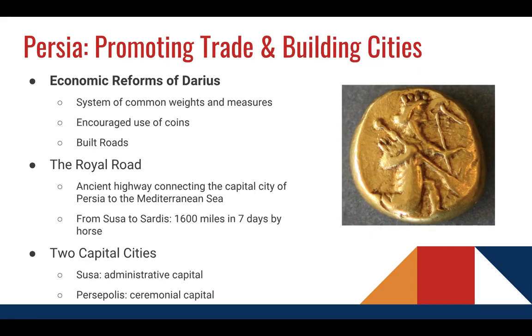The third thing Persia did, of course, third and fourth things, were to promote trade and, as we said, build cities. And so they promoted trade by some economic reforms, and this is what Darius was most known for, other than unsuccessfully attacking Greece. So he implemented a system of common weights and measures. So a pound of wheat in Persia would be the same as a pound of wheat in Egypt. And that was really important for trade to happen smoothly.